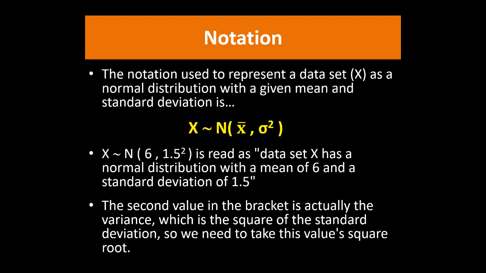So X ~ N(6, 1.5²), we would read that as X is normally distributed with a mean of 6 and a standard deviation of 1.5. Or you could say a variance of 1.5 squared or a variance of 2.25, but we'll stick with standard deviation.